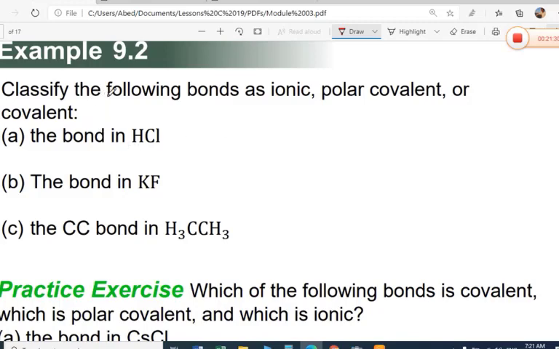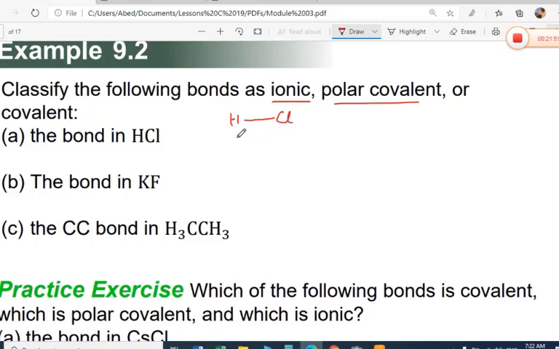He is asking you to classify this bond as ionic, polar or non-polar. You forgot to write here non-polar covalent bond. So this bond is HCl. If we write this here again, H and the bond between H and Cl.